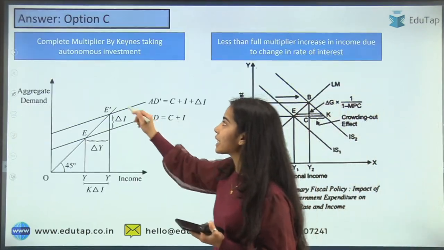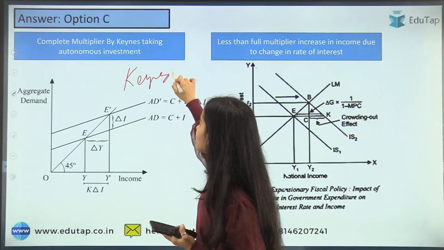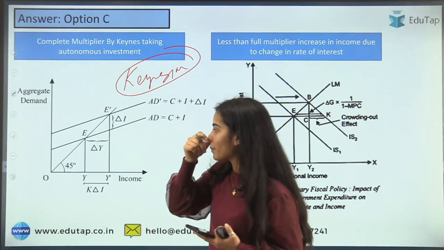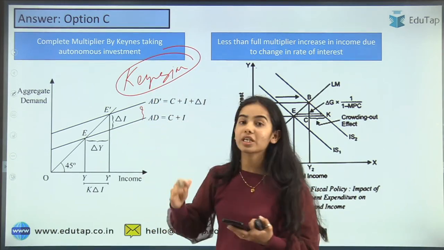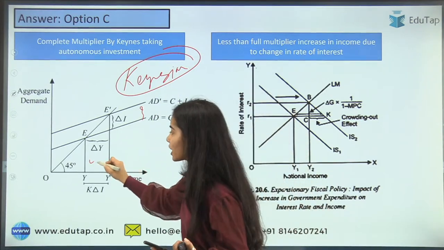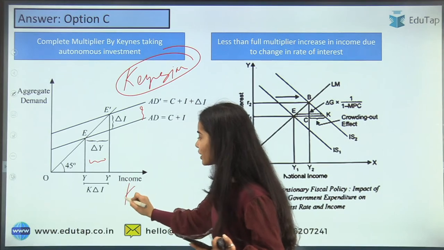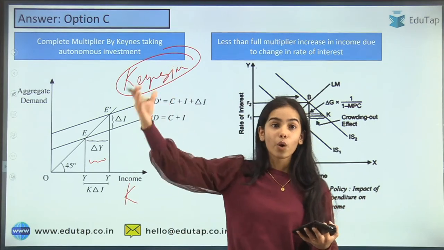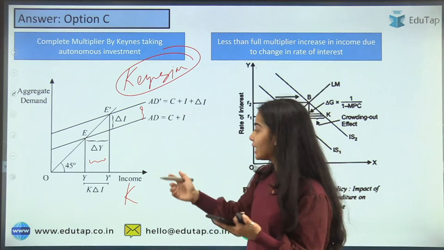See, in the Keynesian model, when government expenditure is increasing, when anything is increasing, your AD curve is shifting upwards, and your income increases by the multiplier effect.